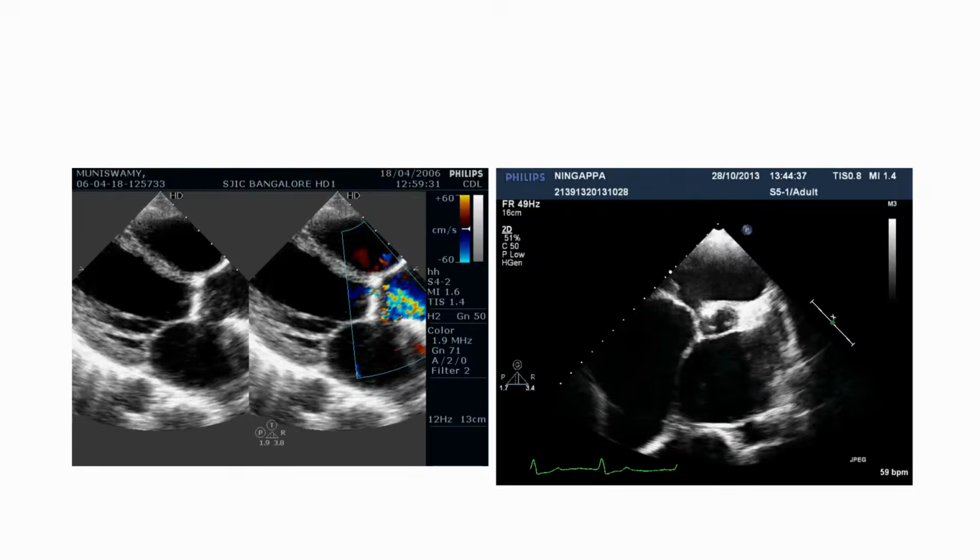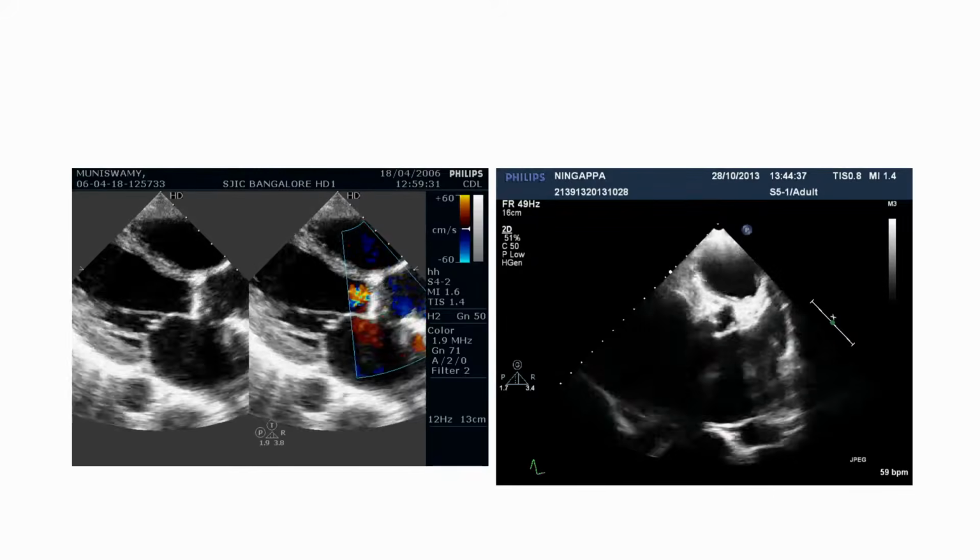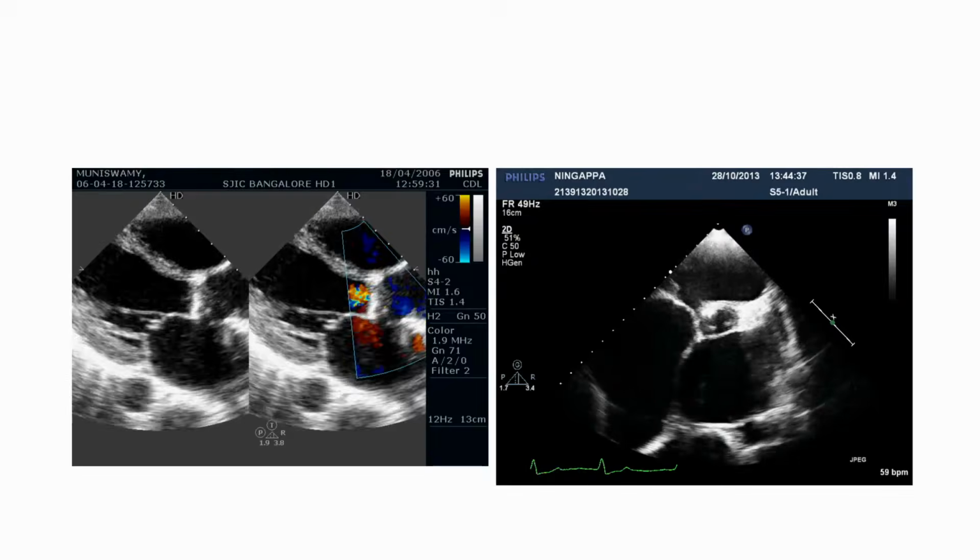And here we can see the parasternal short axis view. The leaflet opening is restricted.